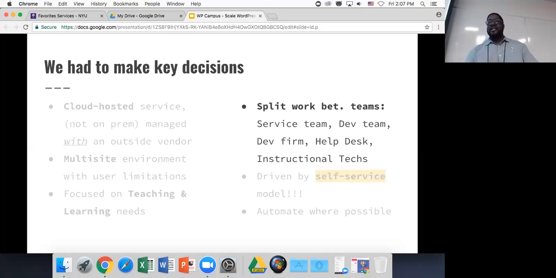One thing is that because of the size of NYU, we've been able to split responsibilities between different teams. I know I've been at small colleges where maybe it's 3 people responsible for the whole instance. But in our group, we have a service and support team, and a development team. We actually work with a development firm.